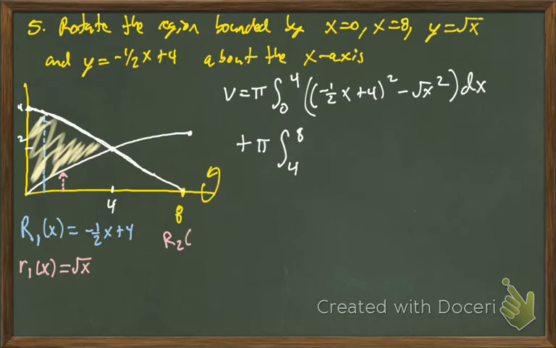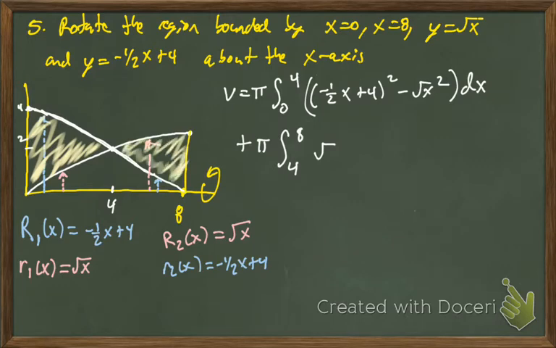and then we have to figure out what the outer radius is. And that's going to be the eyebrow this time. The inner radius is going to be the line, so they're just reversed. And so this is the figure that we're looking at here, so we're going to rotate this piece around the x-axis. Again, it's a disk because we have a gap there. So square root of x squared minus negative 1/2 x plus 4 squared dx.